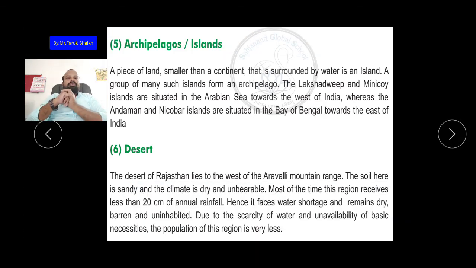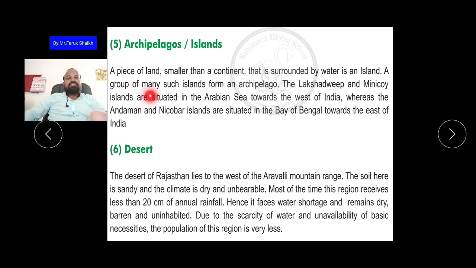Now the archipelagos and the islands. The land which is surrounded by water on all sides, that piece of land, is called an archipelago or an island. A piece of land smaller than a continent and surrounded by water is an island. It should be smaller than the continents, and it should be surrounded by water on all sides.